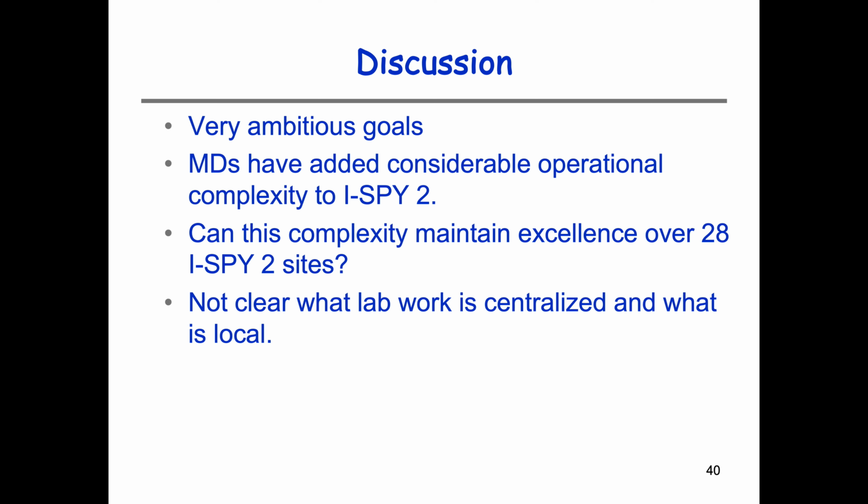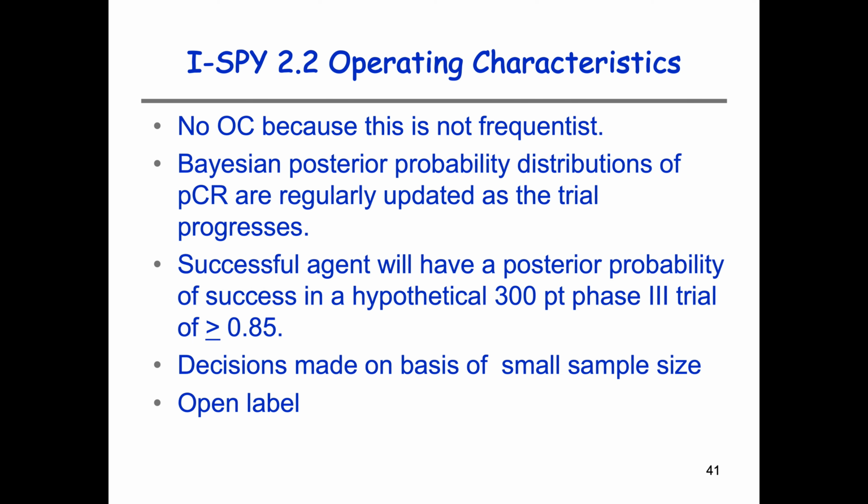Can this complexity maintain excellence over the 28 I-SPY 2 sites? And it's not clear what lab work is centralized and what is local. This is high-tech lab work that we're talking about. And it would be nice if it could be centralized, but it's not clear that that will be the case. And if it's not, will this lab work be uniform quality across 28 sites?